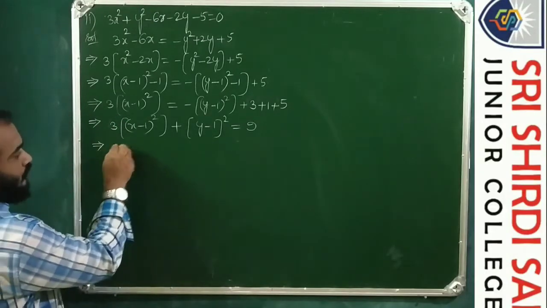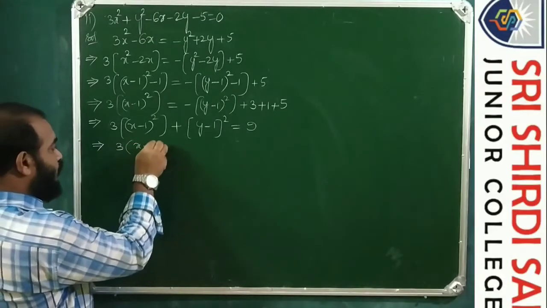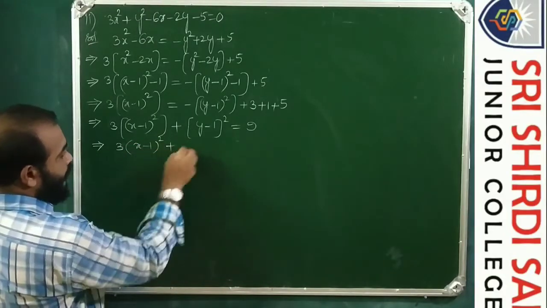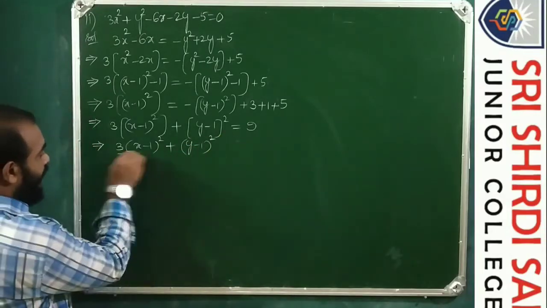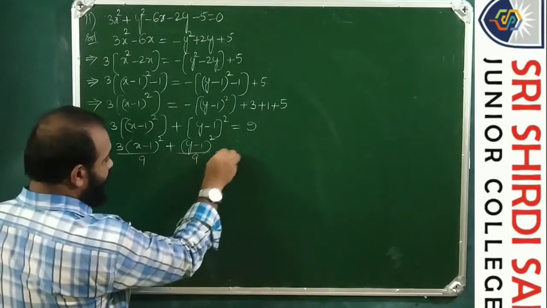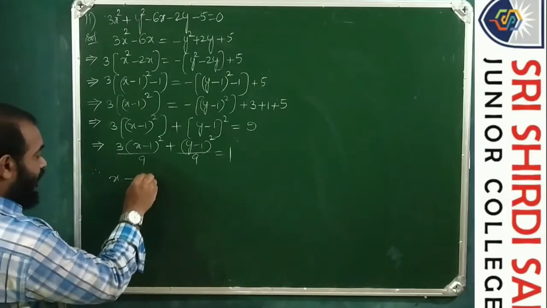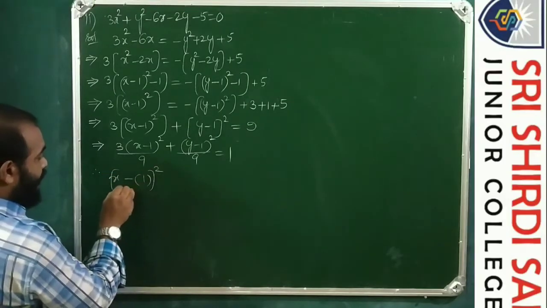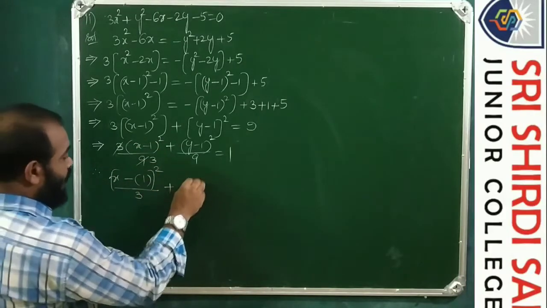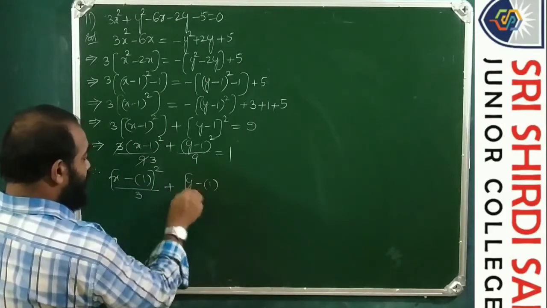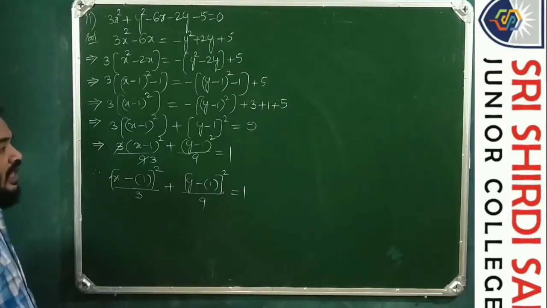So this is equal to, if you divide by 9 on both sides, then this is 3 into (x minus 1) whole square plus (y minus 1) whole square by 9 equals 1. So by 9, which is equal to 1 here. Therefore this is (x minus 1) whole square by 3 plus (y minus 1) whole square by 9 equals to 1.